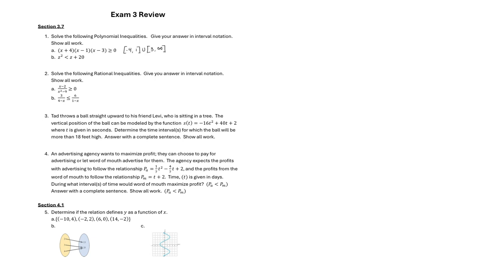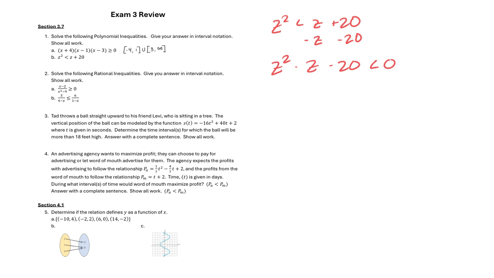Our next one, we have z squared is less than z plus 20. So our first step is going to be moving everything to one side. So we have z squared minus z minus 20 is less than 0. Now we need to find two numbers that multiply to -20 and add to -1.